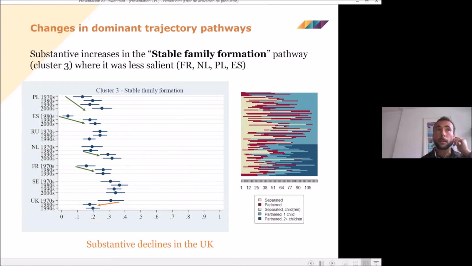And as you can see also about the forerunners, this stable family pathway was already more established, and there's been little change with one exception. The exception is the UK, where we are observing declines in stable family formation after union dissolution already in the 1980s. This is quite interesting because it's a little bit unexpected regarding the thesis of convergence, but also regarding the patterns that we see in all other countries.